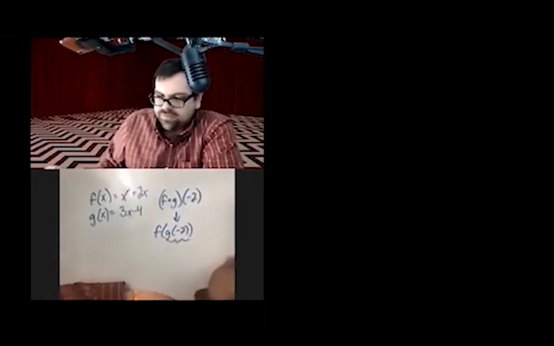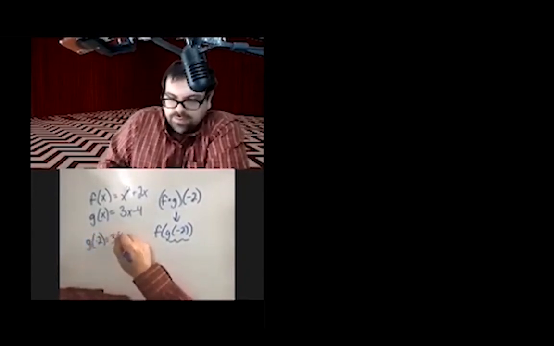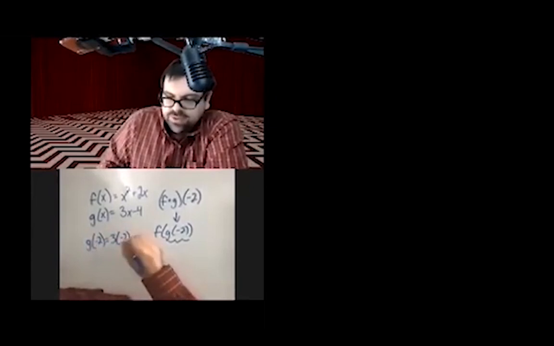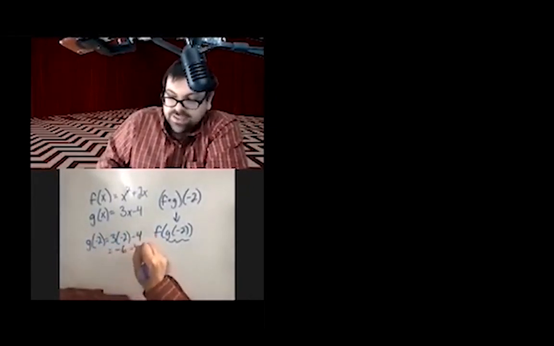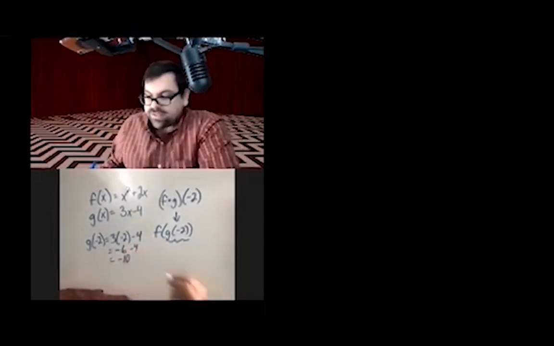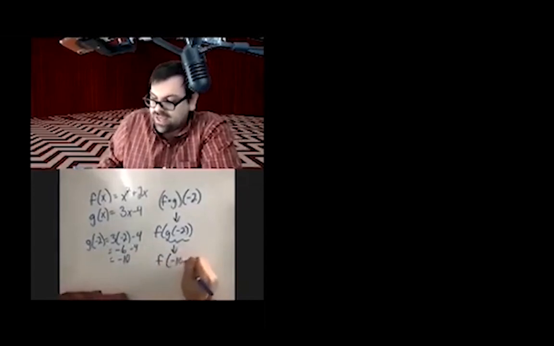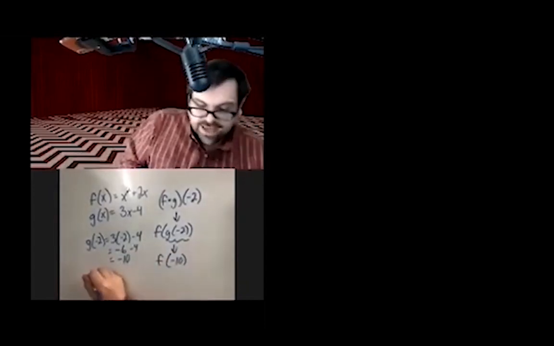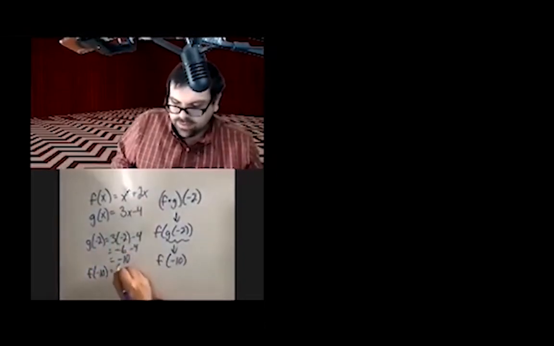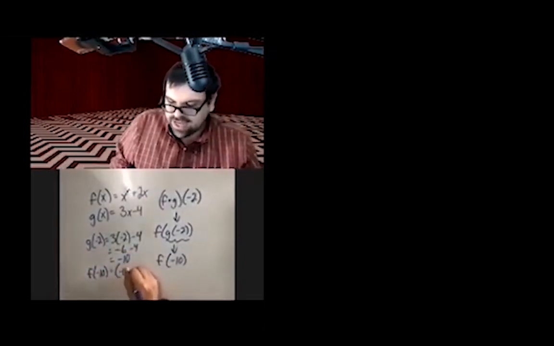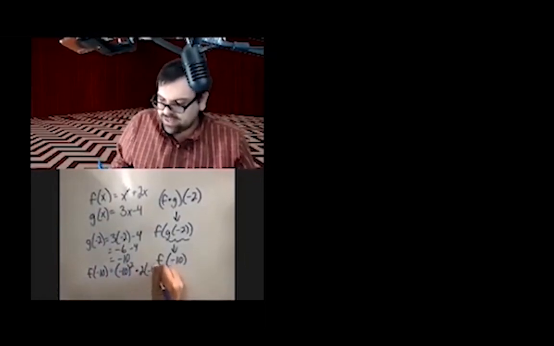So what's g of negative 2? Plug negative 2 in for g. 3 times negative 2 minus 4. That's negative 6 minus 4. That's negative 10. So what are we looking for? We're looking for f of negative 10. And how do we find that? We plug it in. Negative 10 squared plus 2 times negative 10.